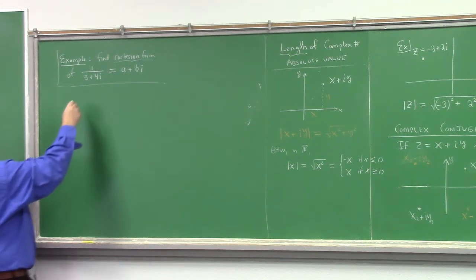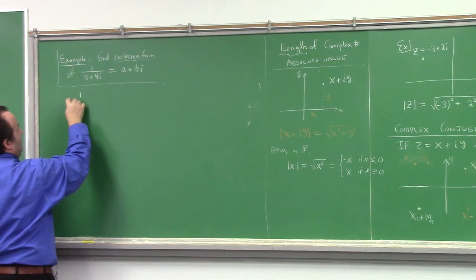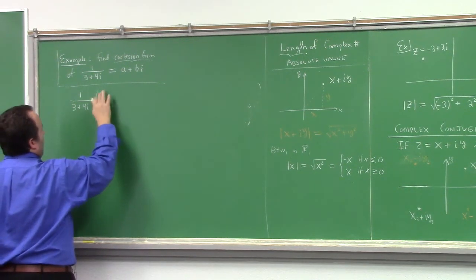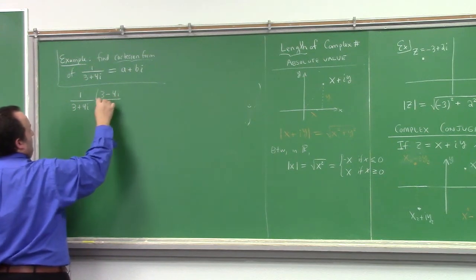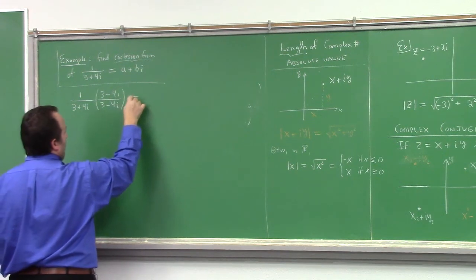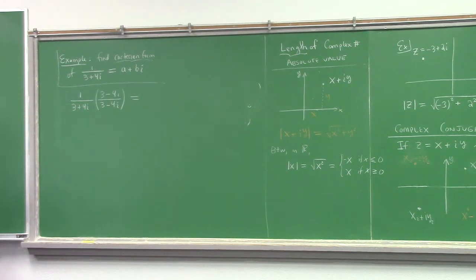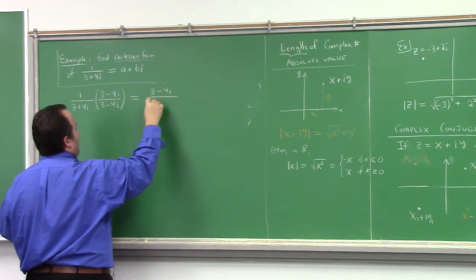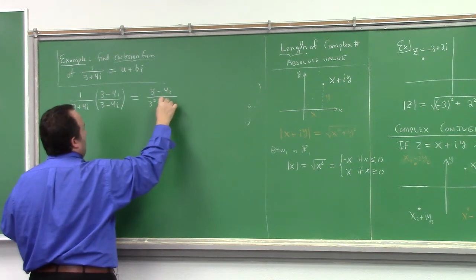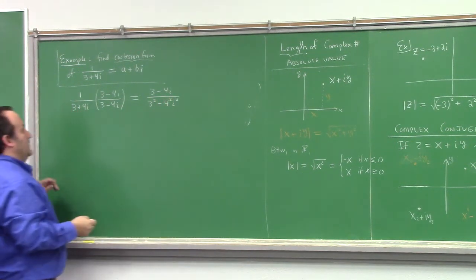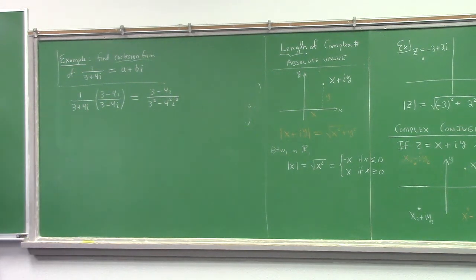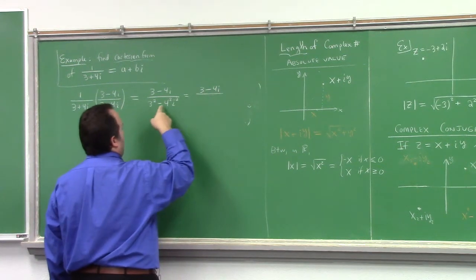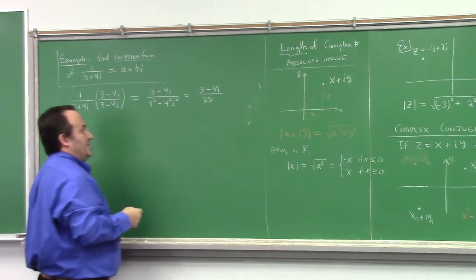So here's the plan. We have 1 over 3 plus 4i, and what we do is just multiply that by the conjugate over the conjugate, the conjugate of the denominator. And what we get, of course, is 3 minus 4i upstairs. And downstairs we get 3 squared minus 4 squared i squared, because you notice that the cross terms of 12i and minus 12i cancel downstairs. And this is not an accident. That's 9 plus 16, which is 25, because remember, i squared is minus 1.